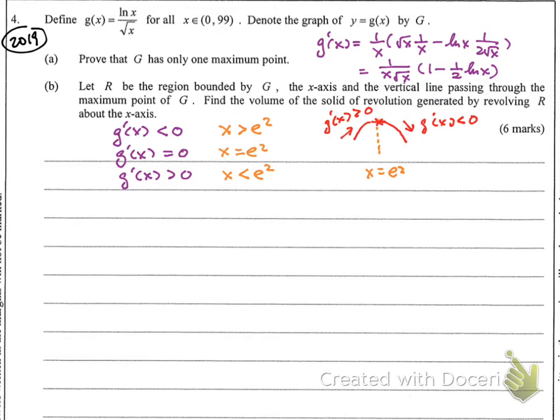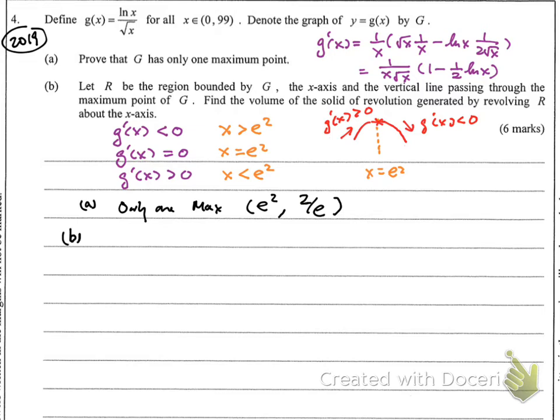So in part A, we prove that there is only one maximum point, and that maximum point is at x equals e squared. What is the value of y? We put the e squared into here. So, I think it's 2 over e, I'm sorry. It should be 2 over e. Okay, so that is part A.